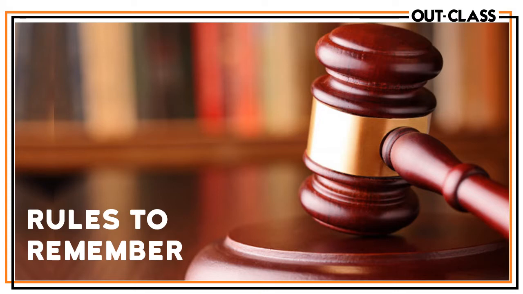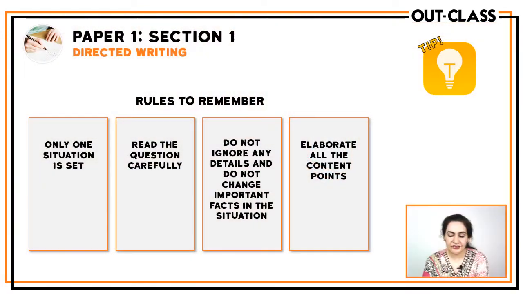So please keep your pens working. There may be a few things talked about which are not evidently given here in front of you, so I would really appreciate that you take them down for your future reference. Okay, now paper 1 section 1, directed writing, and you can see this icon in the right hand corner which says tip. So this is more like what you should know while you're attempting section 1. Only one situation is set.